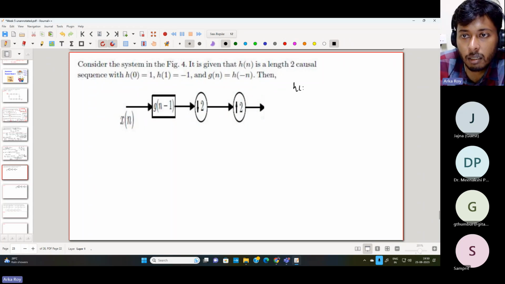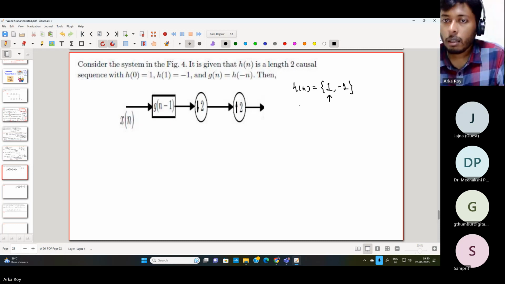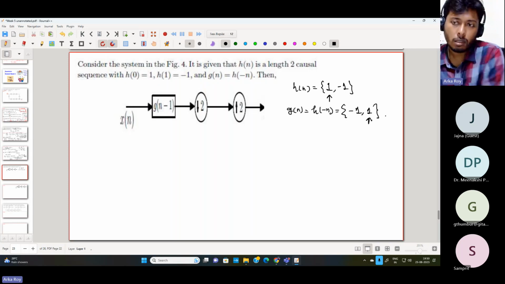h of n is a causal sequence, and the sequence looks like this. The sample at the 0th location is 1, the sample at the first location is 1. And g of n is equal to h of minus n. That means this is just a time reversal operation. So minus 1, comma 1, and again, the 0th index is 1. That's because we are taking the time reversal operation. We are flipping the signal about the y-axis, so the x-axis samples will be flipped around the y-axis.